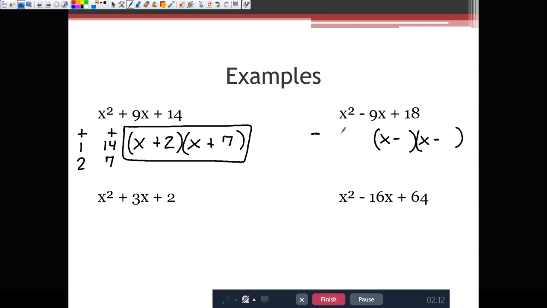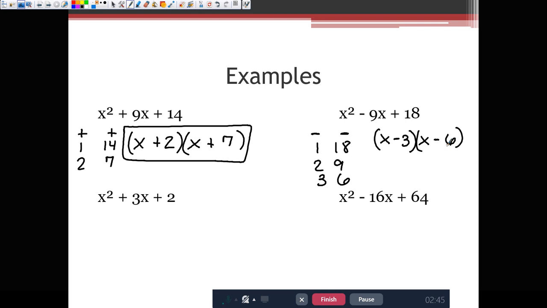So my two numbers are going to be negative, and they're going to multiply together to equal 18, and add together to equal negative 9. So 1 times 18, no, that's 19. 2 times 9, no. 3 times 6, yeah. 3 times 6 is 18, and negative 3 plus negative 6 is negative 9.